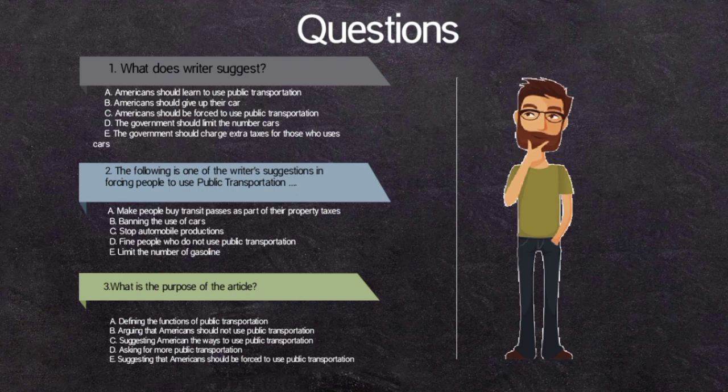Number 3. What is the purpose of the article? A. Defining the function of public transportation. B. Arguing that Americans should not use public transportation. C. Suggesting to Americans the ways to use public transportation. D. Asking for more public transportation. E. Suggesting that Americans should be forced to use public transportation. Answer: E. Suggesting that Americans should be forced to use public transportation.